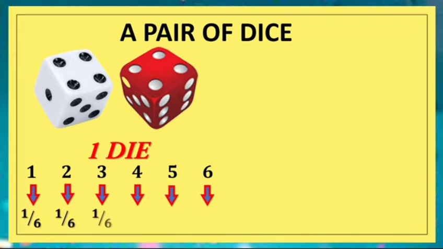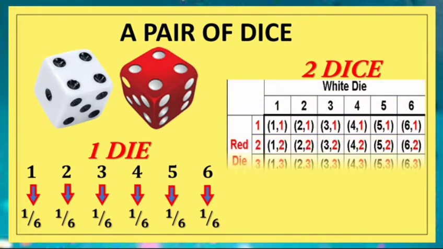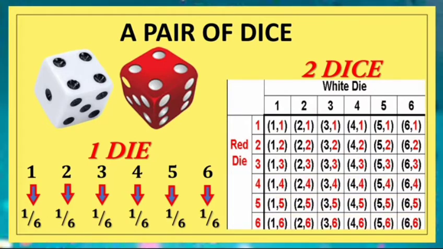In case you toss two dice at the same time, or you toss one die twice, you have a total possible outcome of 36. Now, how do we get that? We simply combine the outcomes from one die, which is the white, with the outcomes from the second die, which is the red. And we have the total possible outcomes given right here on your screen.